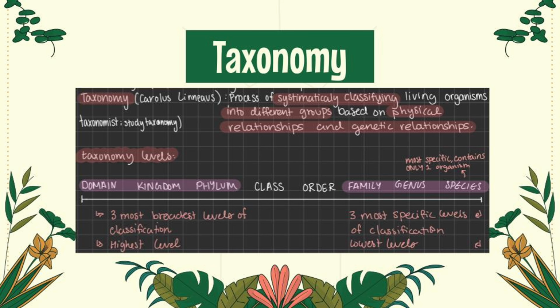And there are different taxonomy levels that he came up with, and they go in this order from most specific to least specific: species, genus, family, order, class, phylum, kingdom, domain. So usually to memorize it, you'd say domain, kingdom, phylum, class, order, family, genus, species. So that's a good rhyming way to memorize it. And the most specific are the family, genus, and species, and those are the lowest levels. And the species only consist of 1 organism. And the broadest levels of classification, or the highest levels, are domain, kingdom, and phylum.